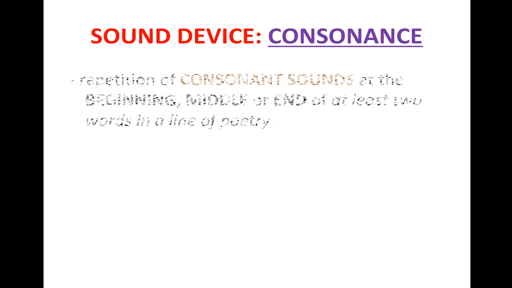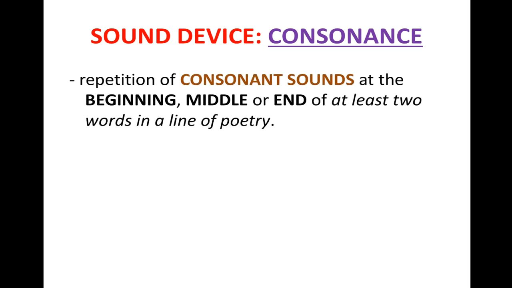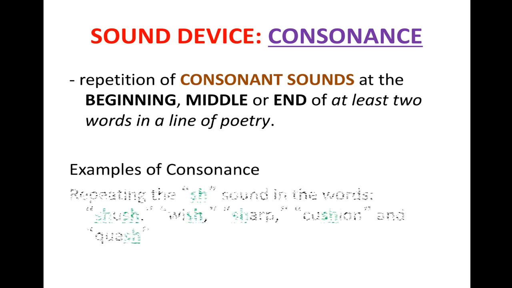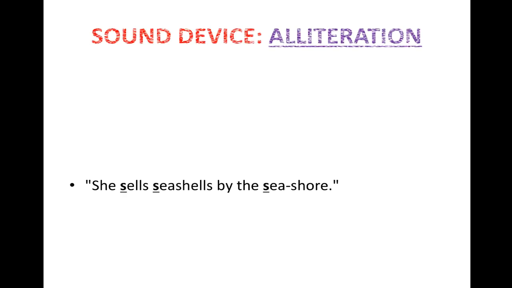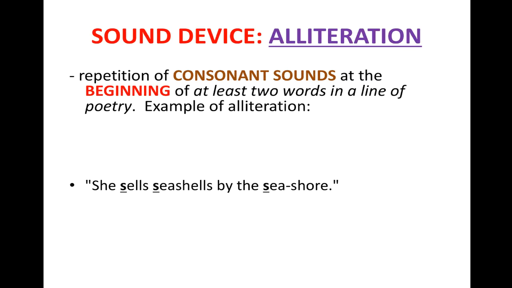Now we have also consonance: repetition of consonant sounds at the beginning, middle, or end of at least two words in a line of poetry. For example, here we have sh: shush, wish, sharp, cushion, and quash. You see, we just repeated the sh sound. Another one is alliteration: repetition of consonant sounds at the beginning of at least two words in a line of poetry. For example, she sells seashells by the seashore. As you see, s, s, s, we repeated those sounds.